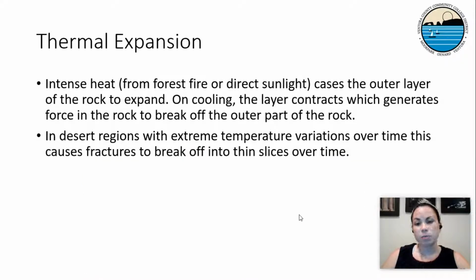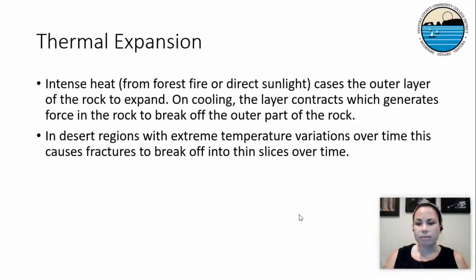Okay, next is thermal expansion. Intense heat from something like a forest fire or direct sunlight causes the outer layer of the rock to expand. And then when it cools, it contracts again. That forces the rock to break off of the main rock unit. So in places like the desert, where it has extreme temperature variations, over time it causes these fractures to break, and they can break into thin slices.